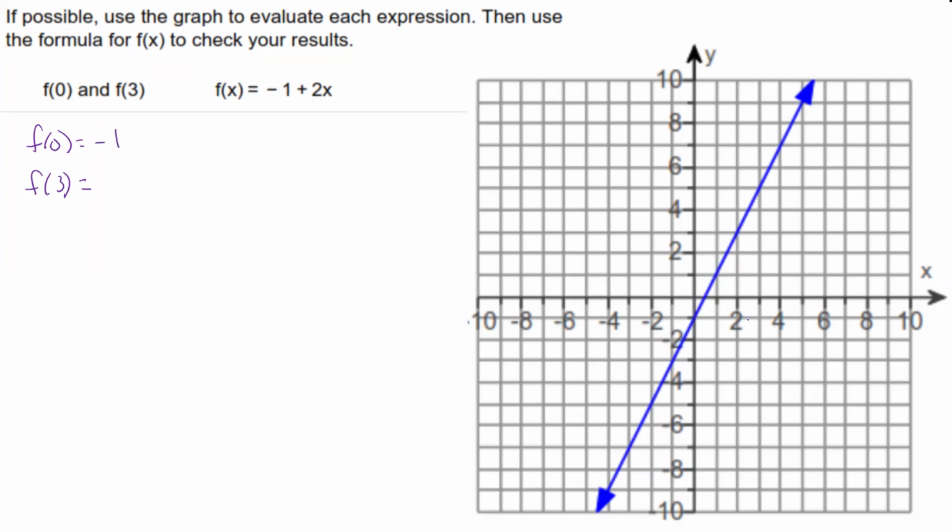And if we find 3 for x, we go over here to 3 and we go up to here, so that looks like a 5. Now we check it. What is f of 0? I was looking at the negative 1 up there.